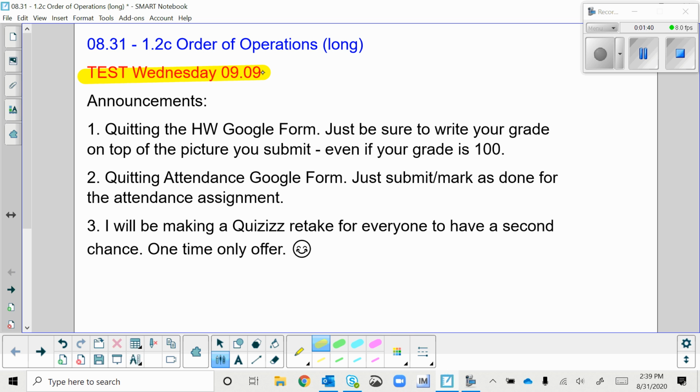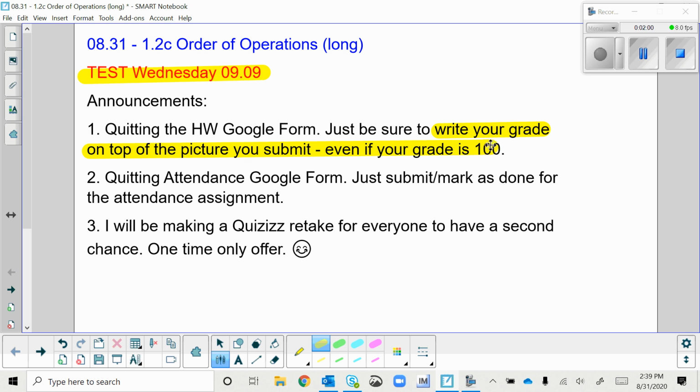And then for your homework, please be sure that you're writing your grade. So write your grade on top of the picture you submit, even if your grade is 100. If you're not writing the 100, it's hard for me to tell if you just forgot to check it or not. So put 100 even if you didn't miss anything.